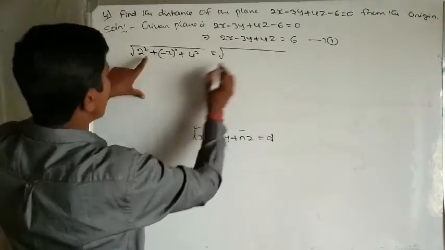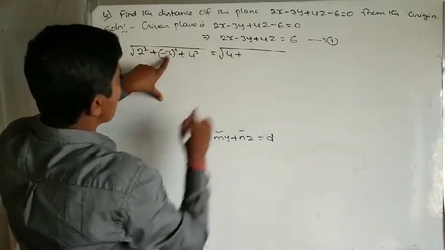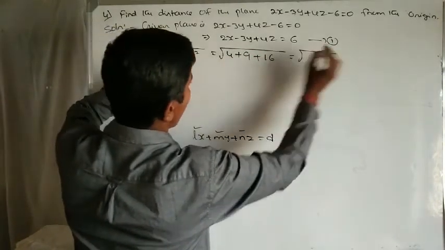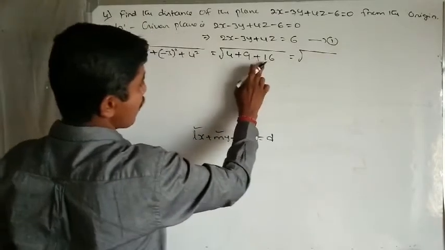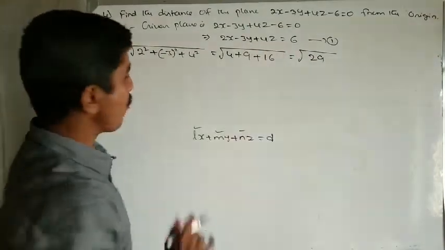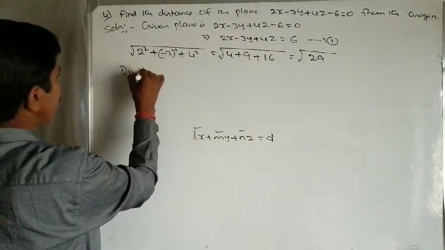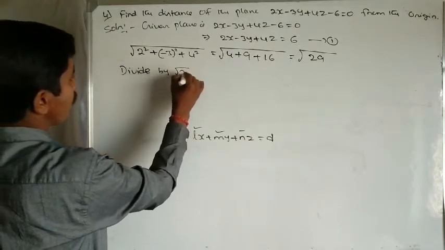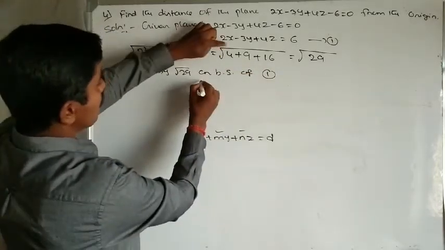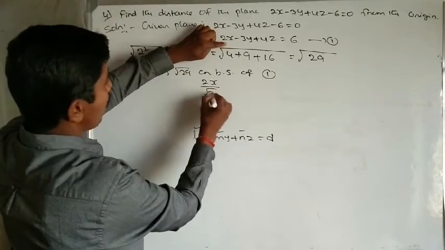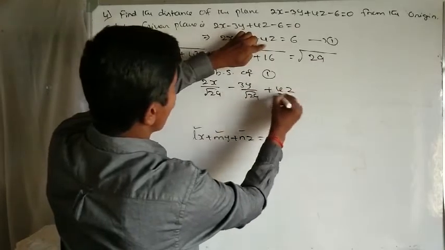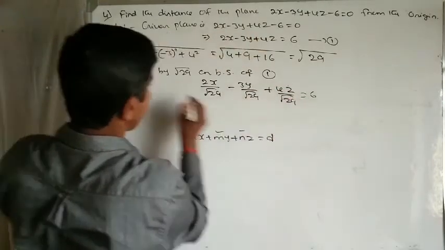Square root of 2 square 4, plus minus 3 whole square 9, plus 4 square 16. Square root of 4 plus 9 is 13, 13 plus 16 is 29. Divide by root 29 on both sides of equation 1: 2x by root 29 minus 3y by root 29 plus 4z by root 29 is equal to 6 by root 29.